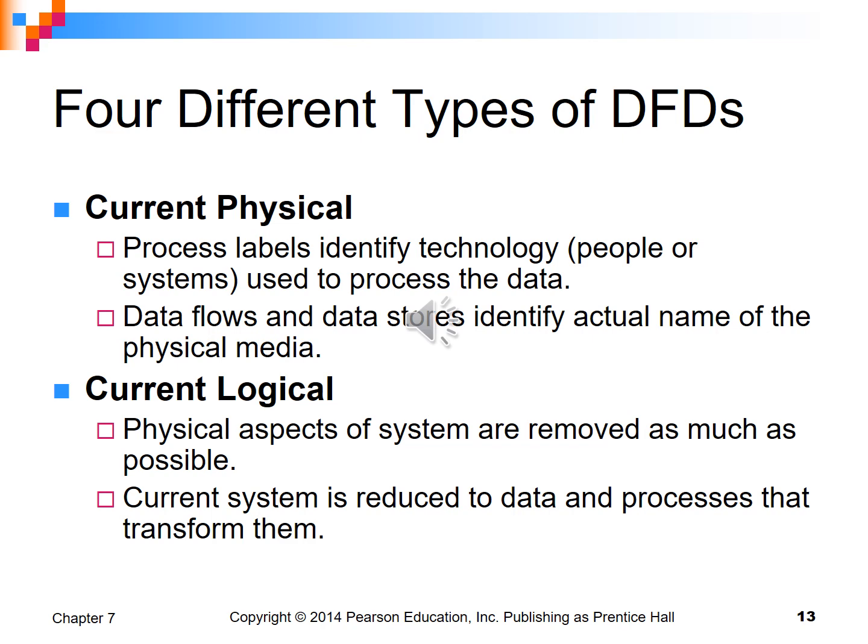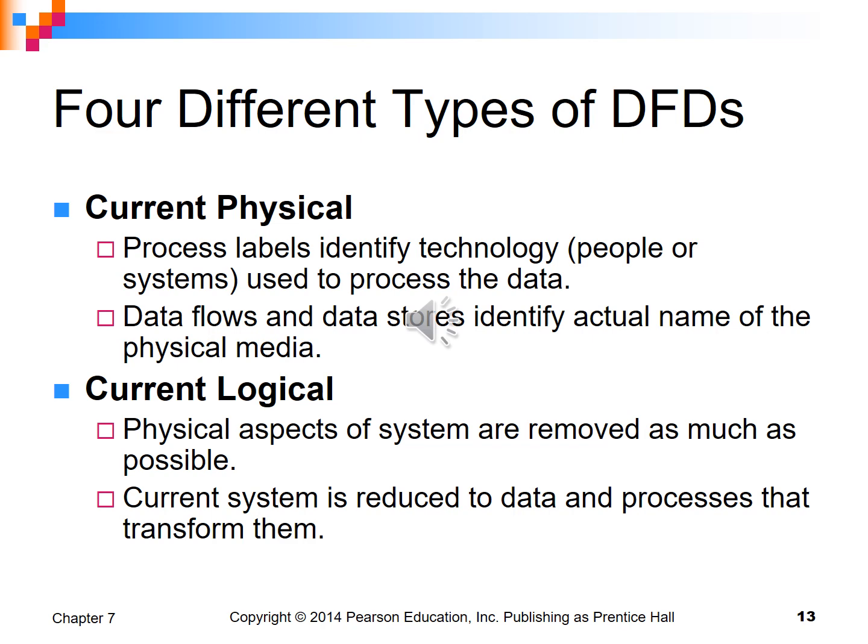As we said earlier, there are 4 different types of DFD, but actually they are not different types. They are 4 different diagrams we could really draw for any project. The current physical represents the processes, and we identify the technology and the people or system that use that process. So we put the person who is really accomplishing that process. Then the data flows and data stores identify the actual names of the physical media.